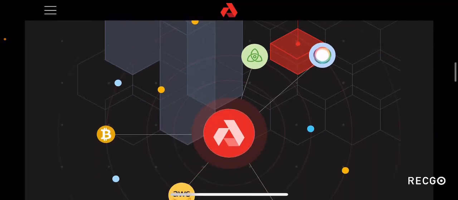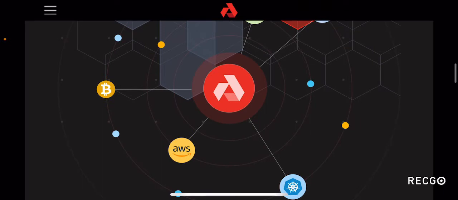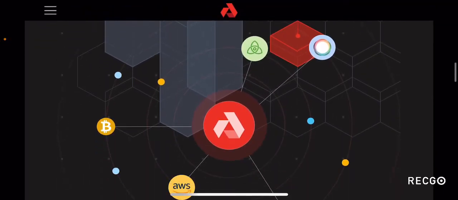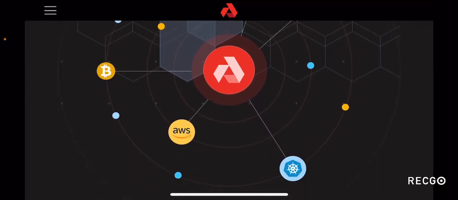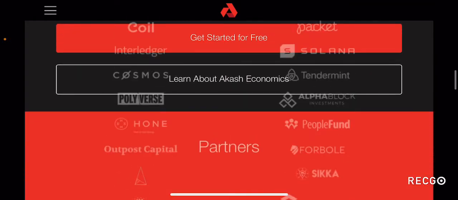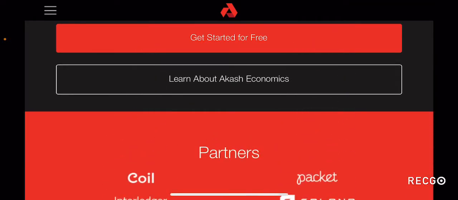Again, a cool, interesting graphic here provides information about how they plan to bring centralized cloud servicing to a whole new level through their decentralized cloud service, right? So again, very interesting. You can click the get started for free button to access more about their device, and how you can be a part of their ecosystem and also get Akash tokens or AKT tokens as a reward. You can also learn about the Akash economics by clicking on this button here.